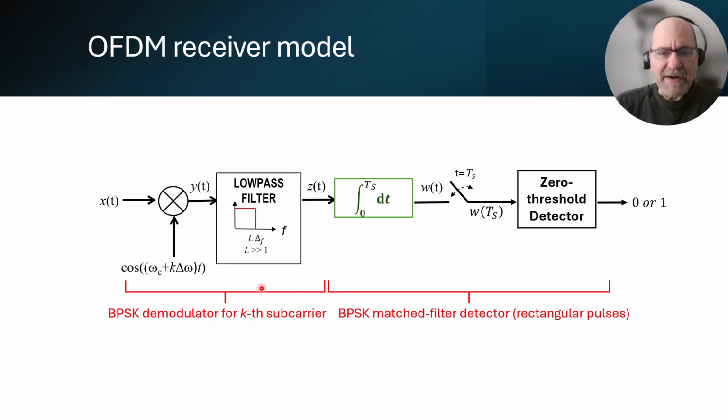The second part of the model is the BPSK matched filter detector for rectangular pulses, which is the pulse shape that we're using in this OFDM model, which is the typical pulse for OFDM signals, just a rectangular pulse. And that matched filter detector consists of an integrator going from 0 to Ts, that is the symbol time, followed by a sampler at t equal Ts, and then followed by a zero threshold detector, which will determine whether the received bit for the kth branch is either a 0 or a 1.